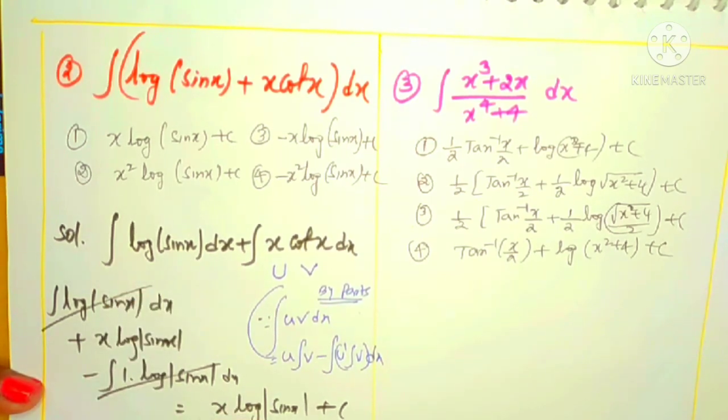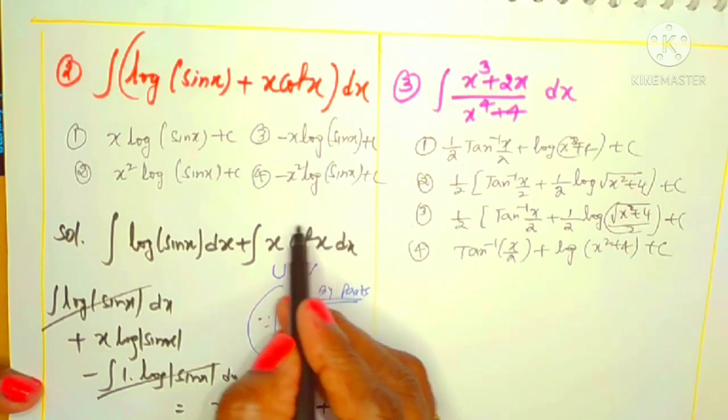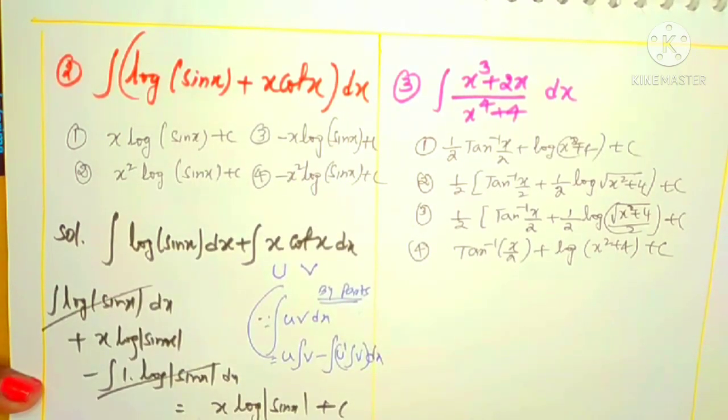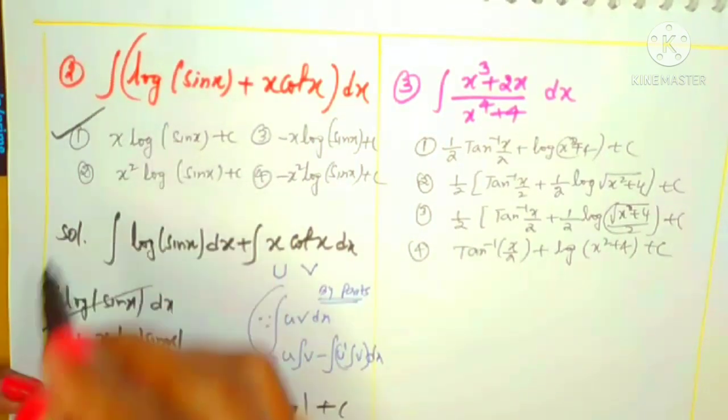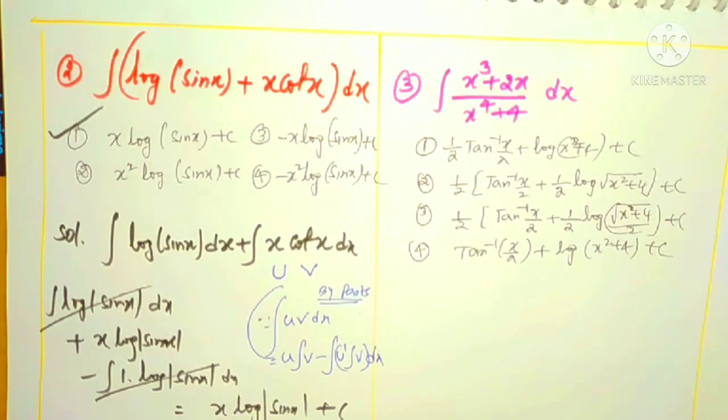Only two steps. You have to concentrate on integration by parts. Just we can apply integration by parts for the second term. x log of mod sin x is which option? Yes, it is clearly the first option, right? Now look at the next question.